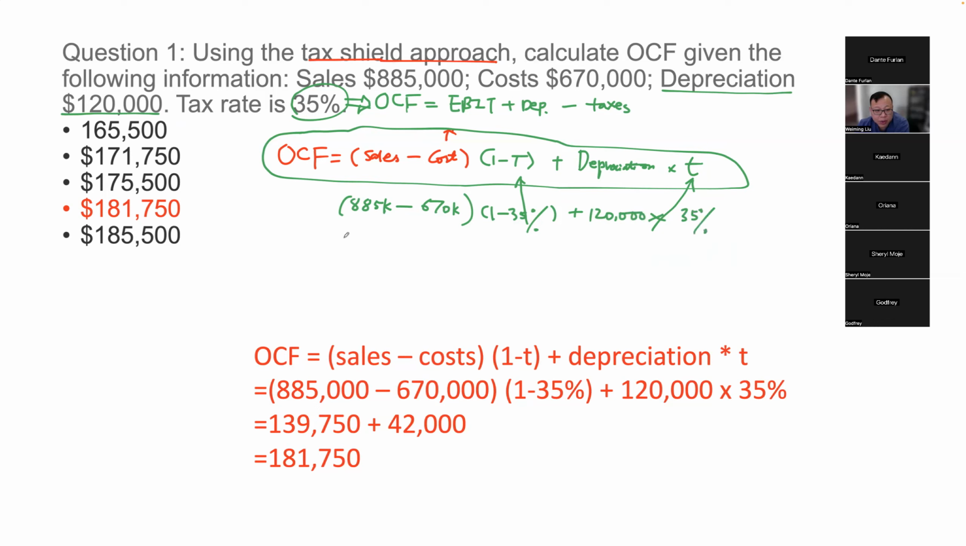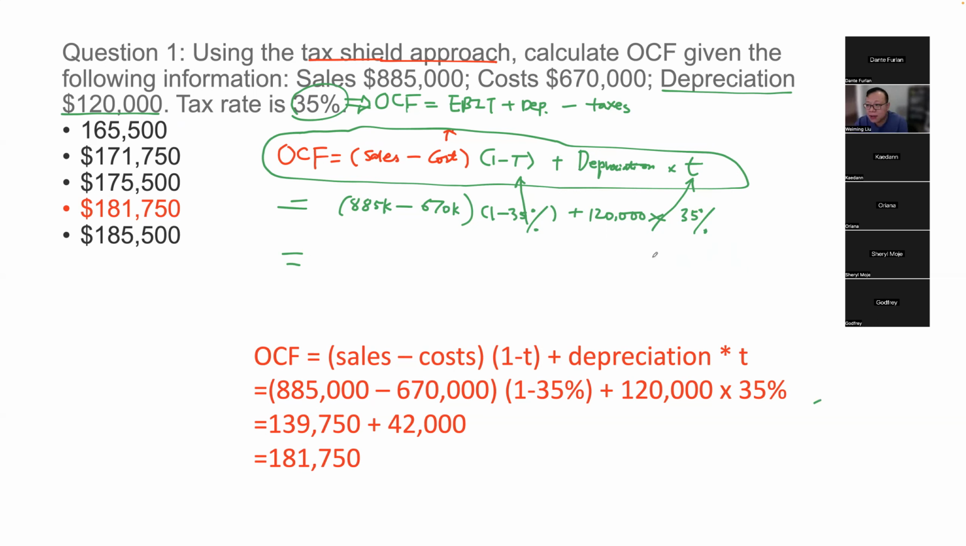Okay, so why don't you do a quick calculation and see what you got? The answer is 181,750. So do a quick calculation, see if you get this number. If you got this number, just give me a thumbs up. Thank you, Oriana and Godfrey. You both get this number, good.